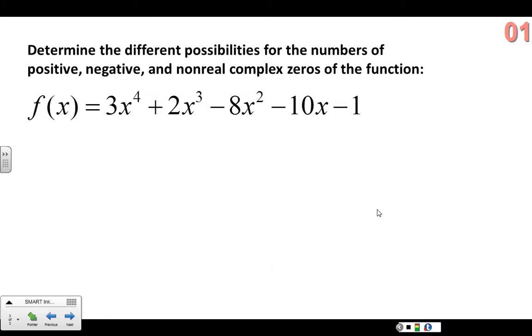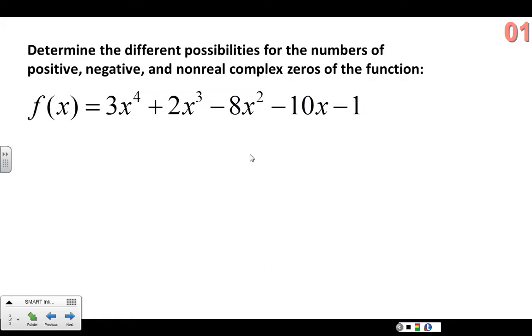Determine the different possibilities for the numbers of positive, negative, or non-real complex zeros of the function. So we have f of x equal to 3x to the fourth plus 2x to the third minus 8x squared minus 10x minus 2. So in this polynomial, in variations of sign, if you look at this, f of x, you've got positive 3, positive 2, negative 8, negative 10, and negative 1.